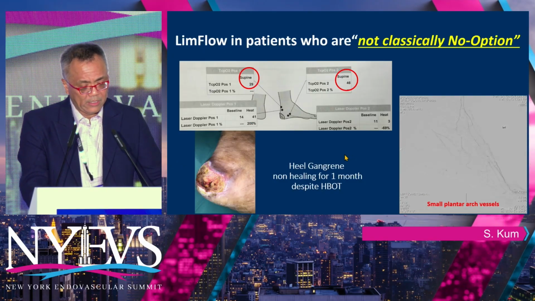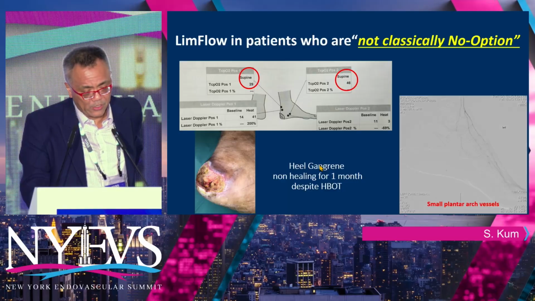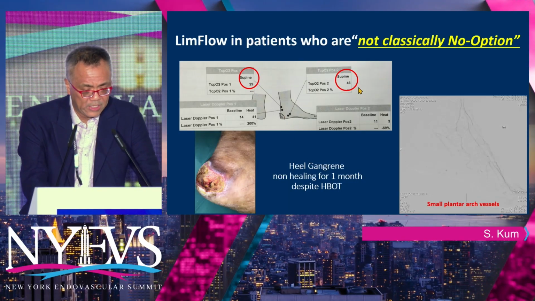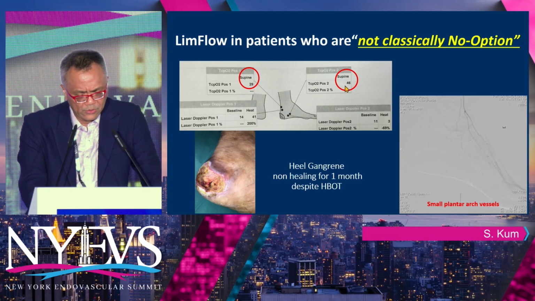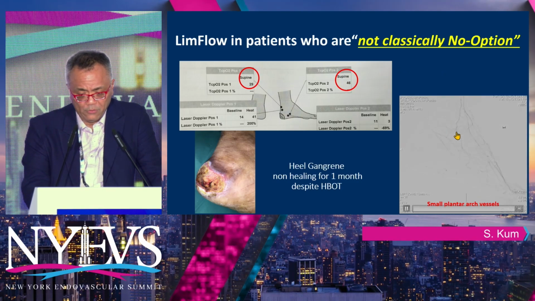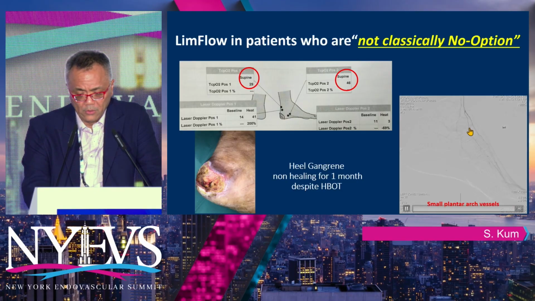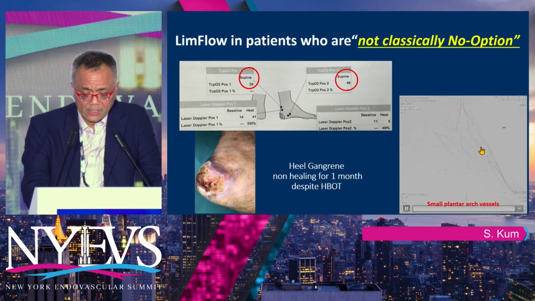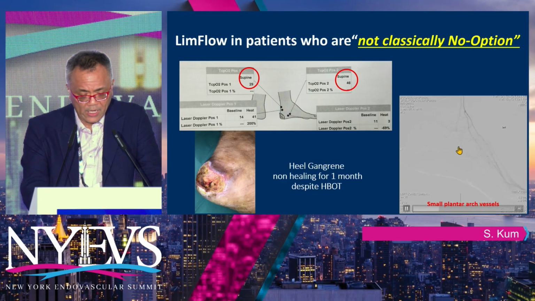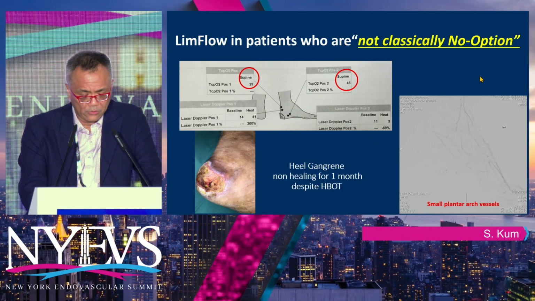Another patient, heel gangrene, not healing for 1 month, sent for hyperbaric oxygen, not responsive to hyperbaric oxygen, low TcPO2 around the wound, not so severe, 46 is just sitting on the line, not classically no option. If you wanted to bring the blood to the heel, you would have to jeopardize the whole plantar arch, balloon that to try to get the blood around, but because of the ballooning of the plantar arch, you would put all the other toes at risk.